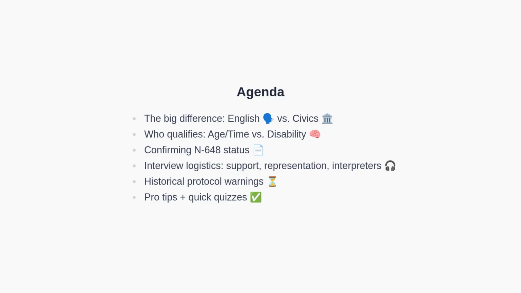Here's the roadmap for today. First, we'll separate the English and Civics waivers. Next, we'll cover eligibility through age and time in the U.S. and through medical disability using Form N-648. After that, we'll explain how to confirm exemption status and what to expect at the interview. Then, we will clarify who can accompany you, who can represent you, and who can interpret. We'll also share warnings about changing protocols and finish with pro tips and quizzes.